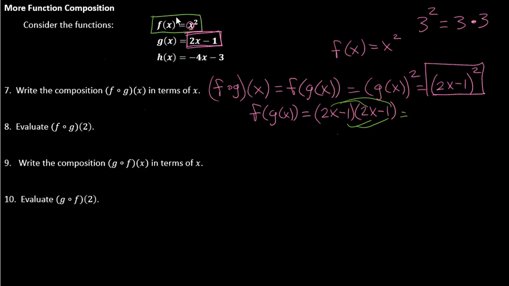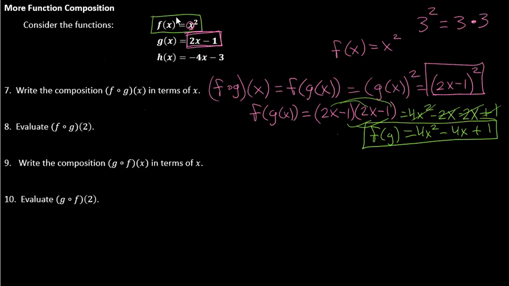All right, so 2x times 2x, that's going to give me 4x squared. 2x times negative 1, that's going to give me minus 2x. Negative 1 times 2x, that's going to give me minus 2x again. And negative 1 times negative 1 gives me plus 1. And we're going to go ahead and combine like terms. So 4x squared combines with nothing, so we just have 4x squared. Minus 2x minus 2x gives me minus 4x, and plus 1 by its lonesome. So f of g is simply 4x squared minus 4x plus 1. Okay?